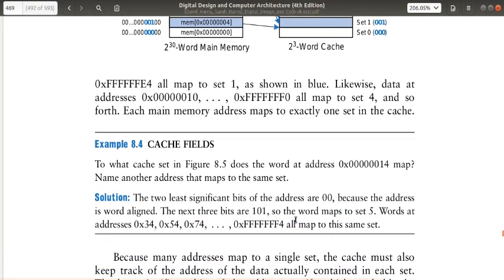So other words having this are 0x34, 0x54, 0x74, 0x4, because all of these, if you have a look at it, will be ending with 10100. That is the thing that we are looking for.